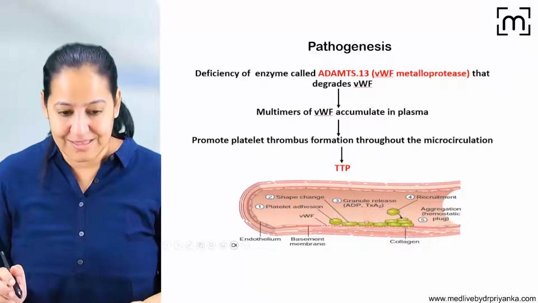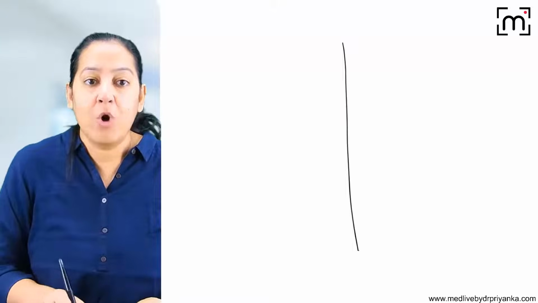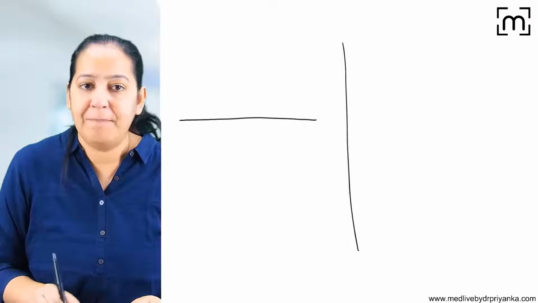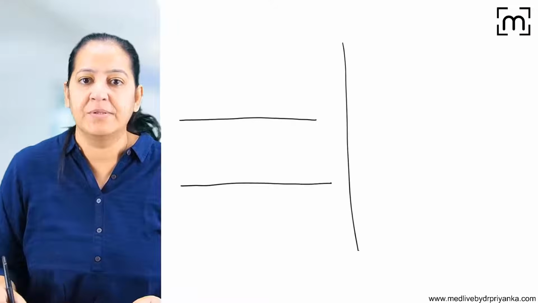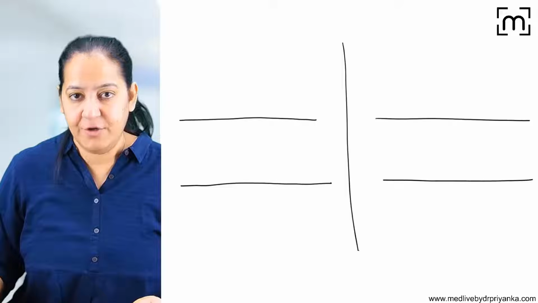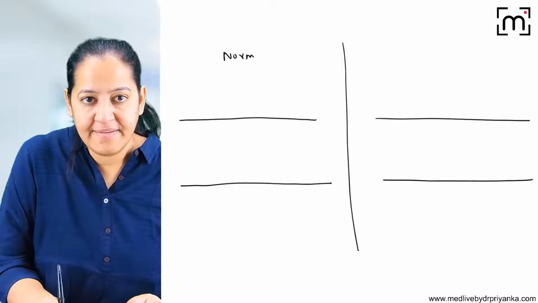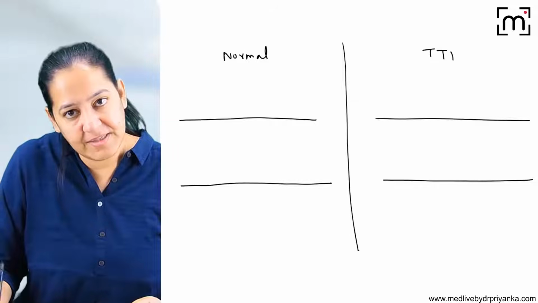Please understand the pathogenesis. To understand the pathogenesis, you have to understand normal hemostasis. How does the normal primary clot is formed? How does the normal hemostasis takes place? First, I will let you know what happens normally, and then we will see the difference in TTP. What is happening in TTP?